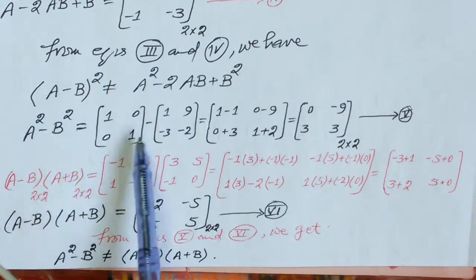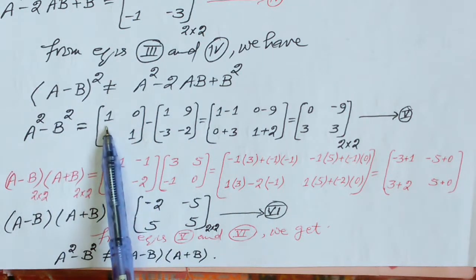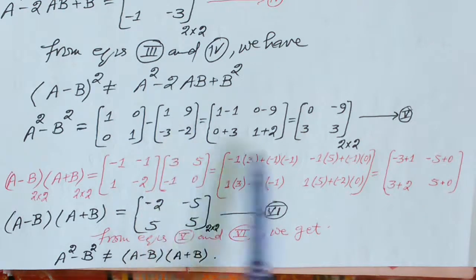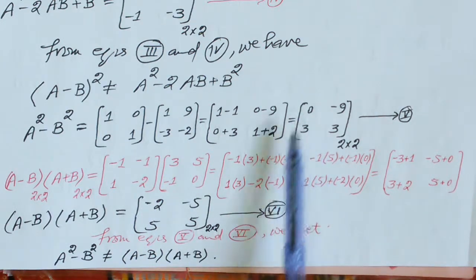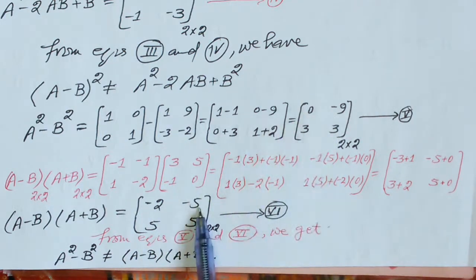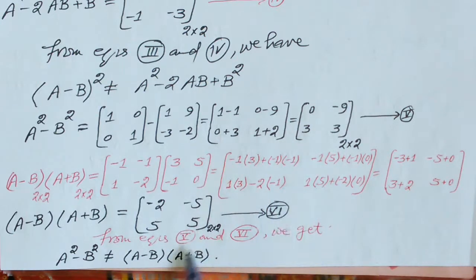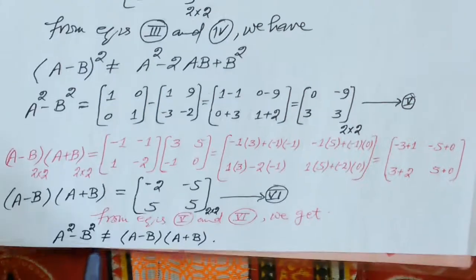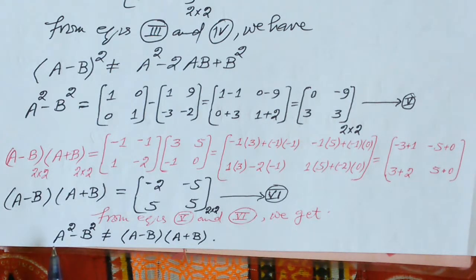From equation number 5 and 6, A square minus B square. Subtract A square minus B square. This is matrix A square and this is the matrix B square. We get this matrix. The order is the same, but the corresponding elements of these matrices are unequal. Therefore, we conclude that A square minus B square is not equal to A minus B multiplied by A plus B.